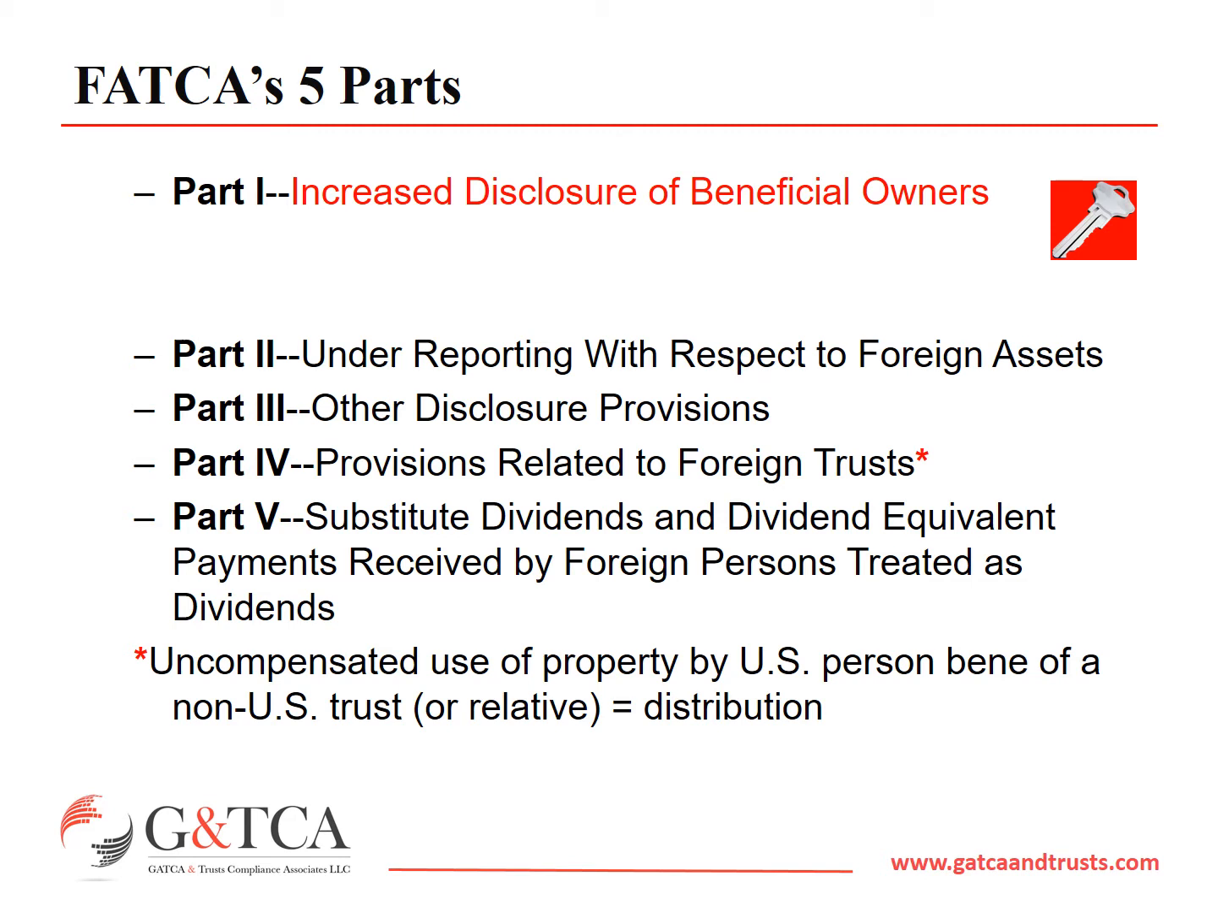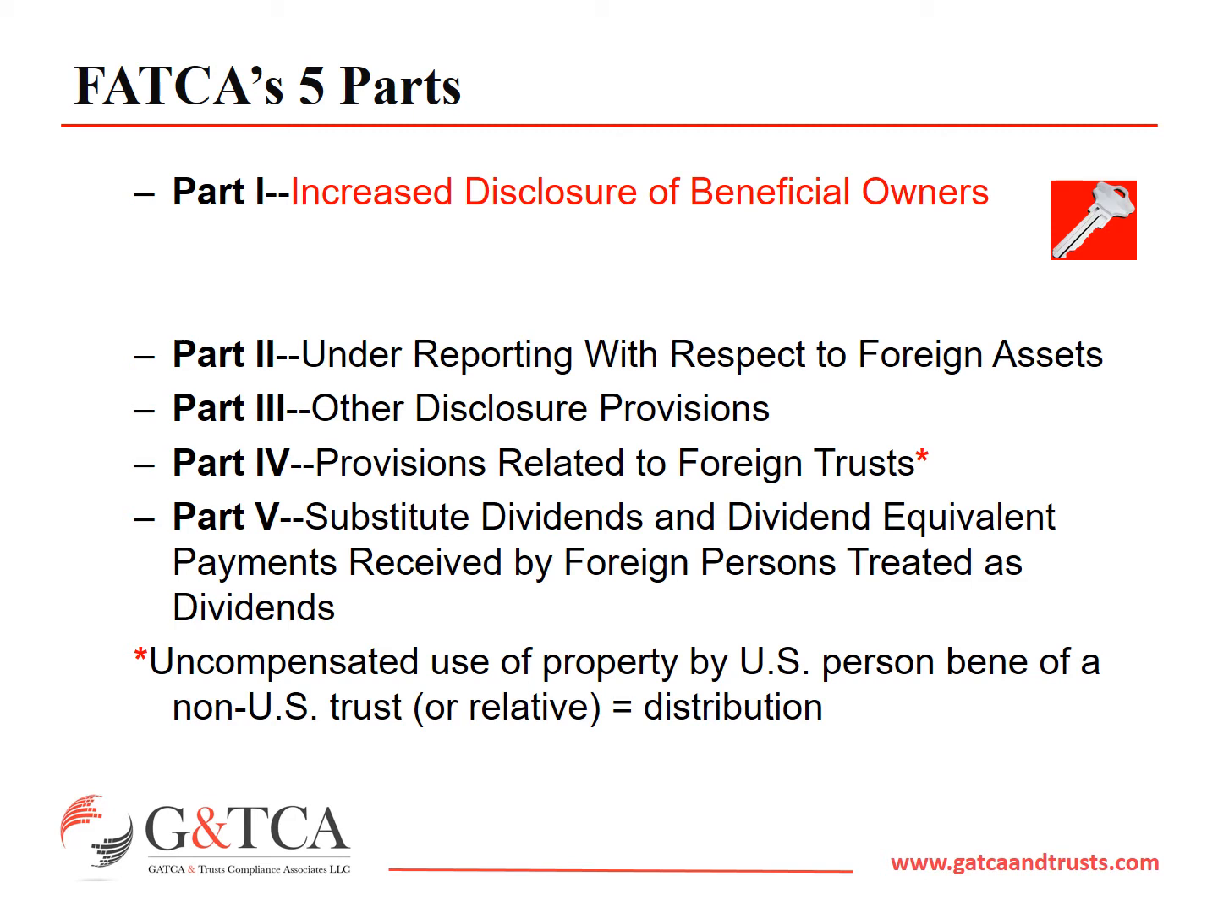So for example, if a trustee of a non-US trust allows a US person beneficiary or the spouse of a US person beneficiary to live in a house owned by the trust, and the beneficiary or the spouse does not compensate the trust, then that uncompensated use is treated as a distribution to the US person beneficiary.